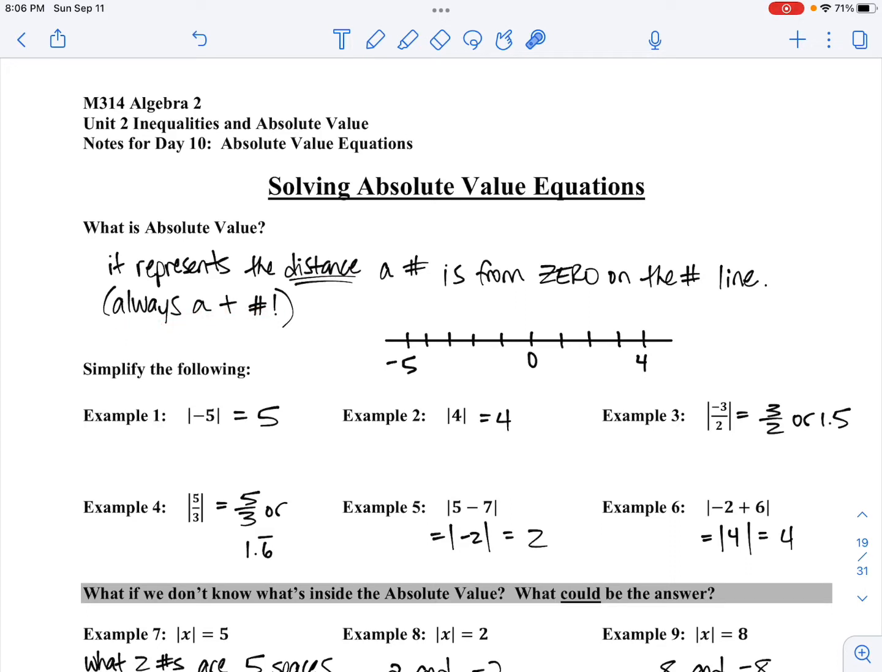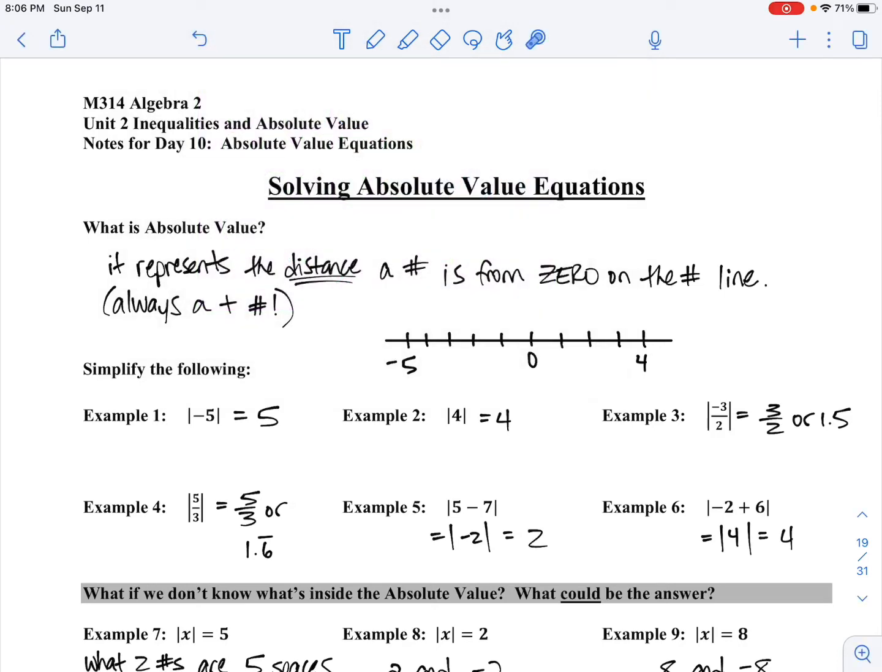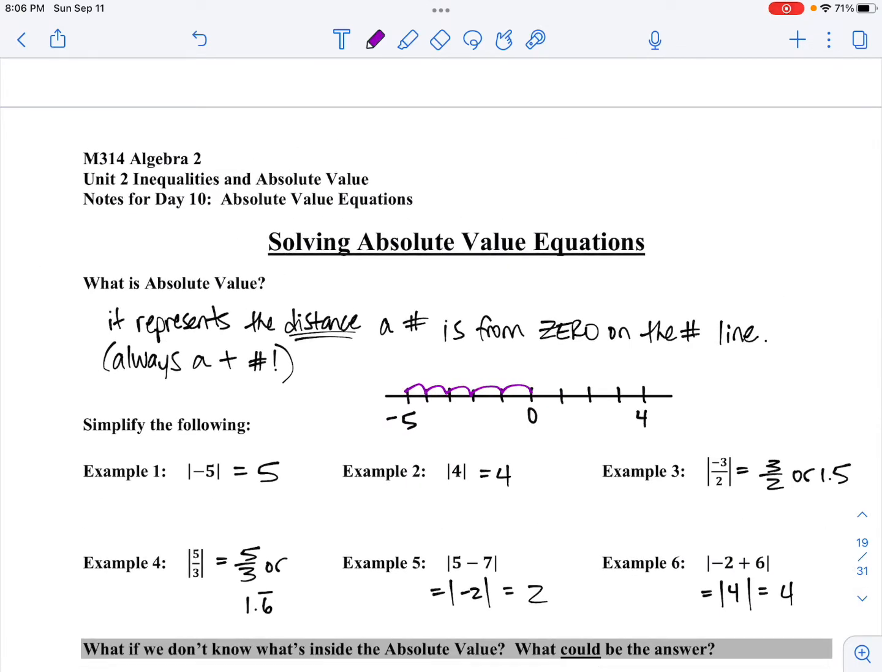If you need to pause the video to copy this down, go ahead and do so. For this very first example, the absolute value of -5 is here. How many spaces away from 0 is it? 1, 2, 3, 4, 5. It is 5 spaces. I was off a little bit. 5 spaces. And we always represent distance in a positive number.